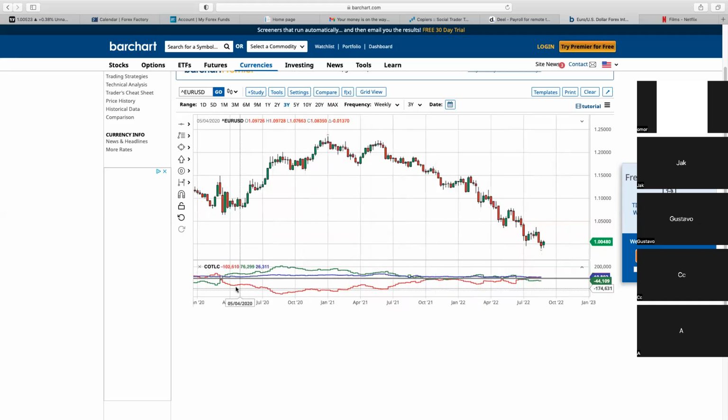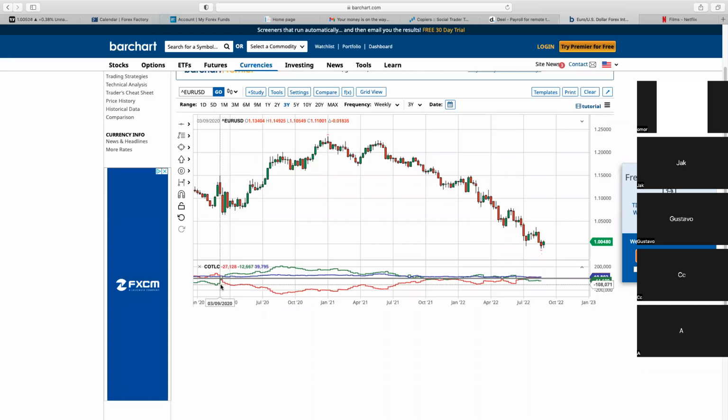Now let's look at it here. From 2020, they've been net short since 2020. You see from here, the third month, so March of 2020, they've been net short on Euro USD. I think that's prime time COVID, if I'm not mistaken. They've been net short on it, so that essentially means they're long on the dollar.